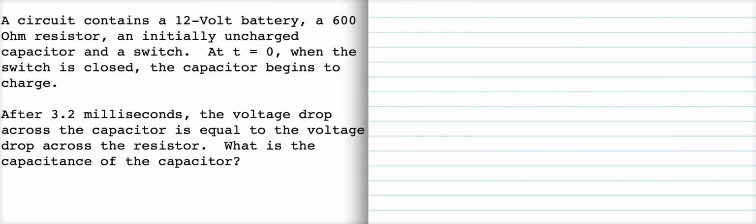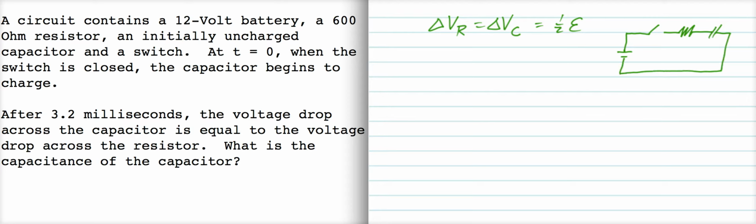So when this problem says that the voltage drop across the resistor is equal to the voltage drop across the capacitor, what they're telling you is that each one of them is half of the EMF, right? Because according to the loop rule, if you have an EMF and a switch and a resistor and a capacitor, then the loop rule tells you that the voltage drop across the resistor plus the voltage drop across the capacitor have to equal the EMF, right?